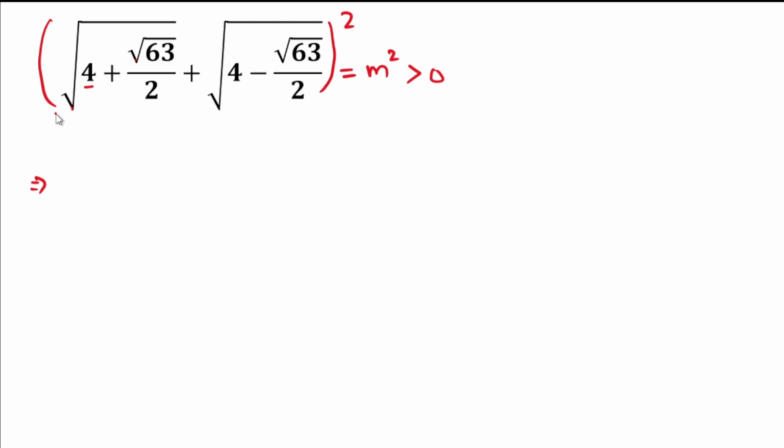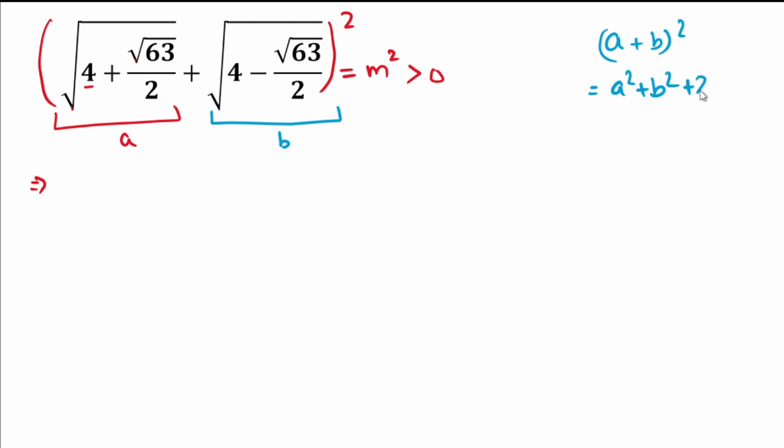Now if you look, we'll take this as a, meaning square root of (4 plus square root 63) divided by 2 as a. Now the second expression, square root of (4 minus square root 63) divided by 2, we'll take as b. So it is (a plus b) whole square. If you look, it is in the form of (a plus b) whole square, and the formula of it is a square plus b square plus 2ab.